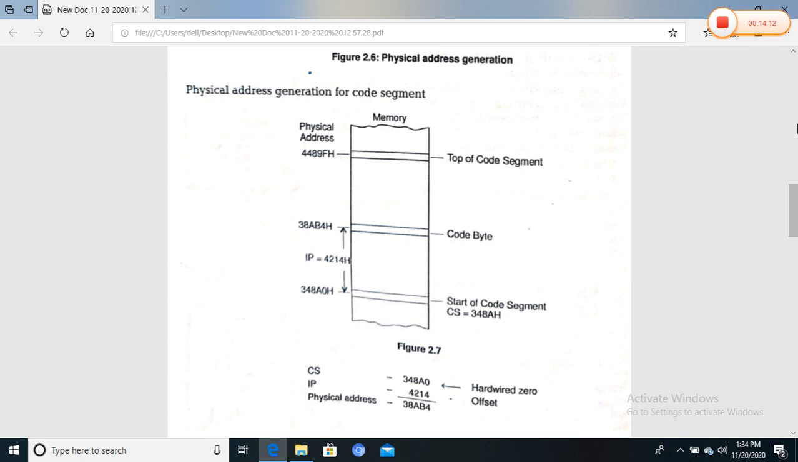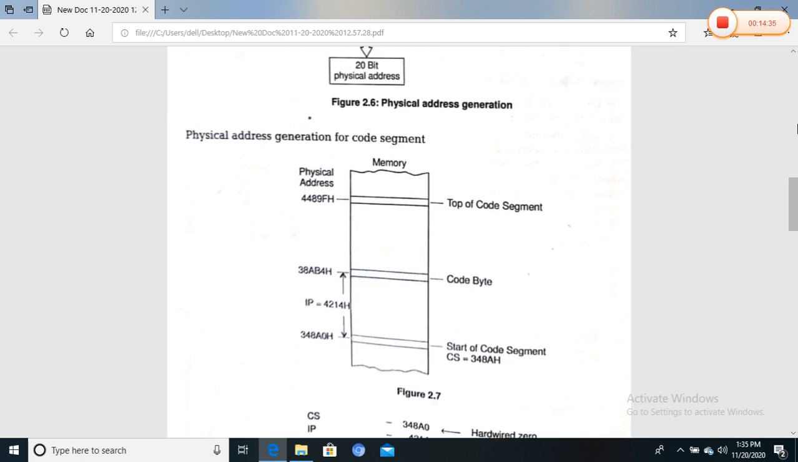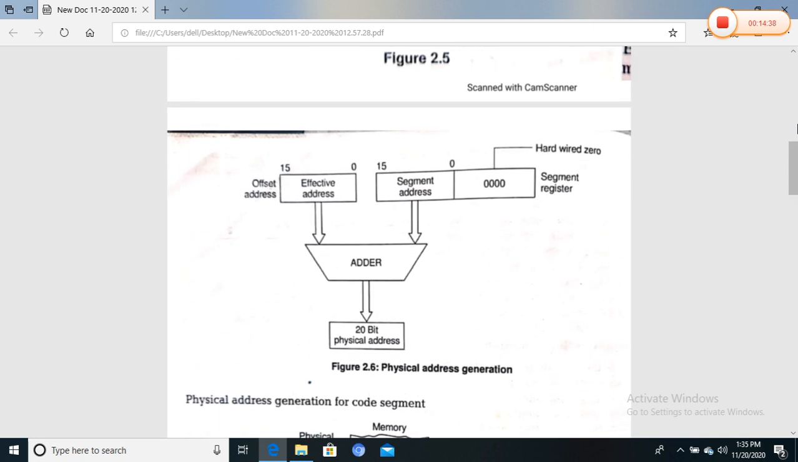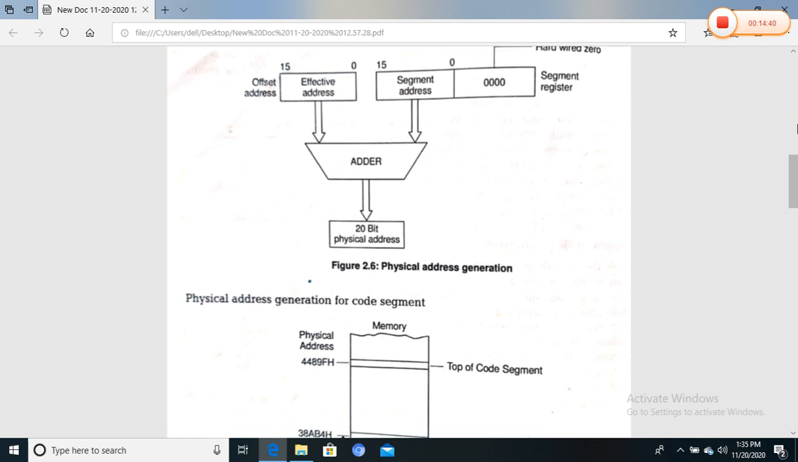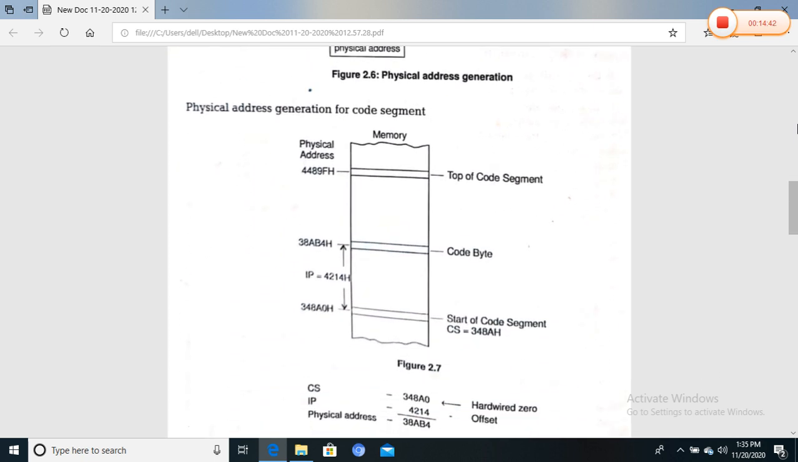So for the code segment memory in this second diagram, the starting address for the code segment is 348H. The code segment is 16-bit, but we add one hardwired 0, so that address is 348A0. The offset value is 4214, and we get the address of that code segment memory as 38AB4H. This is one example of physical address generation, and from this diagram we generate that one example for the code segment memory.